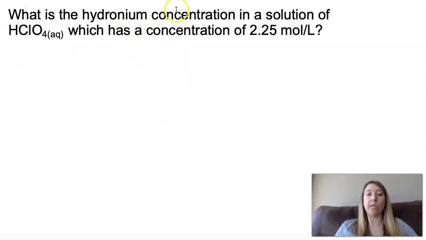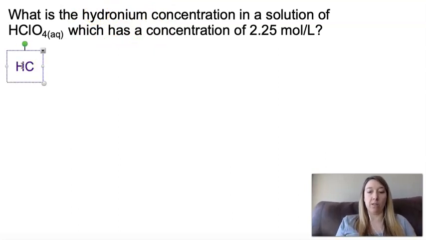So what is the hydronium concentration in a solution of HClO4, which has a concentration of 2.25 moles per liter? So we're being asked to find hydronium, right? That's an ion. So we are going to have to start by writing out our ionization equation.